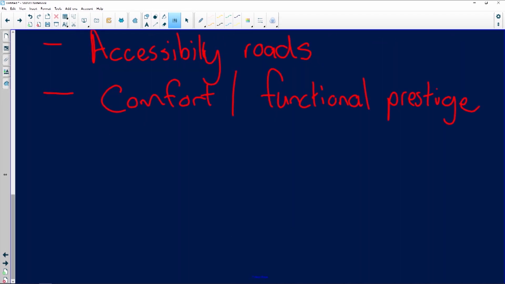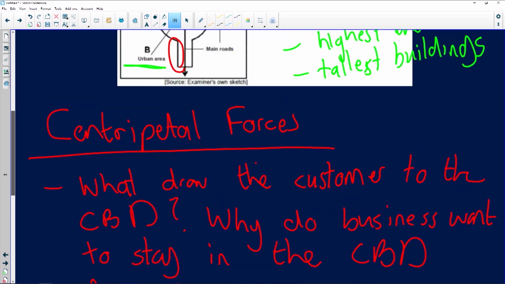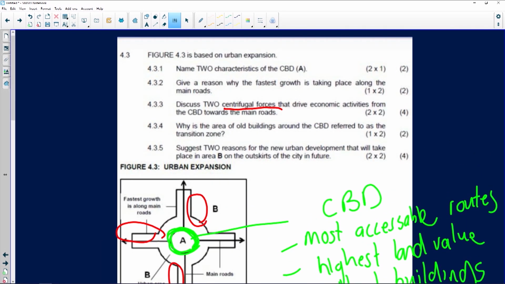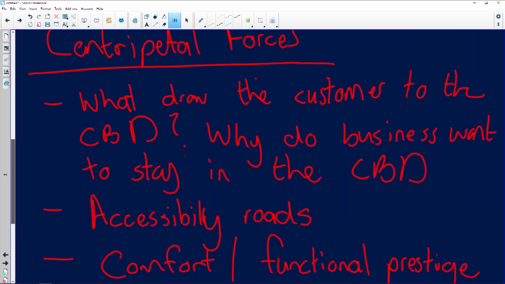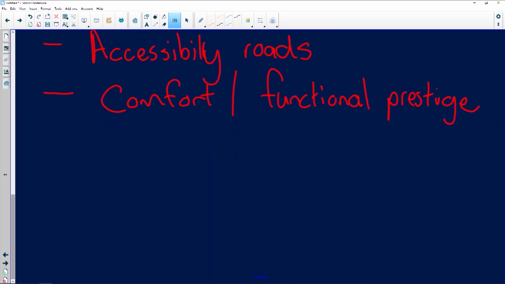Now, if we go back to our question, they ask us to discuss two centrifugal forces that drive economic activities from the CBD towards the main roads. So why do people want to move away from A and rather go to areas that I've circled on the diagram? Now, first of all, let's just quickly go and have a look at the concept of centrifugal.